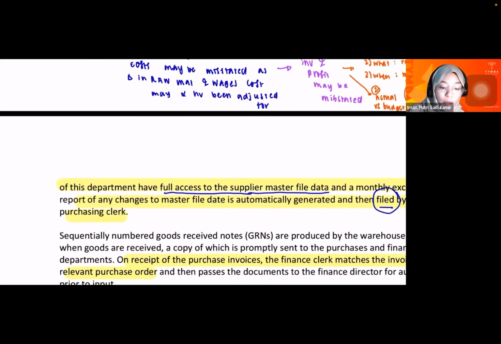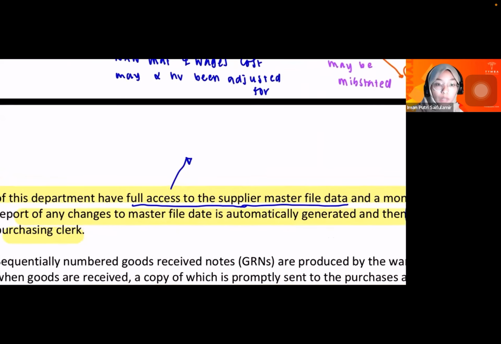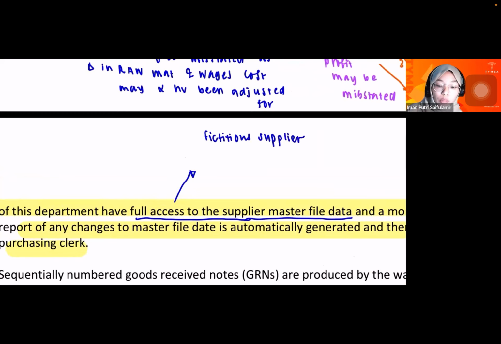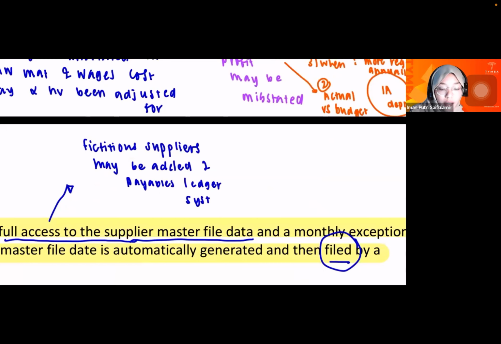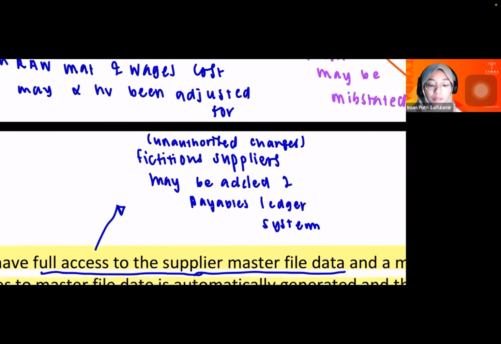Okay, so first, we want to talk about the full access here. What is the risk if everyone in the production department can amend this data? What is the direct implication here? They may actually include fictitious suppliers, right? Atika said manipulation and Azim said the risk of fraud. Okay, you guys are correct, but that is more general. Right now, we want to say that fictitious suppliers may be added to the payables ledger system. Mimi said misappropriate changes to data. Basically, this is a form of unauthorized changes. So, fictitious suppliers may be added to the payables ledger system.